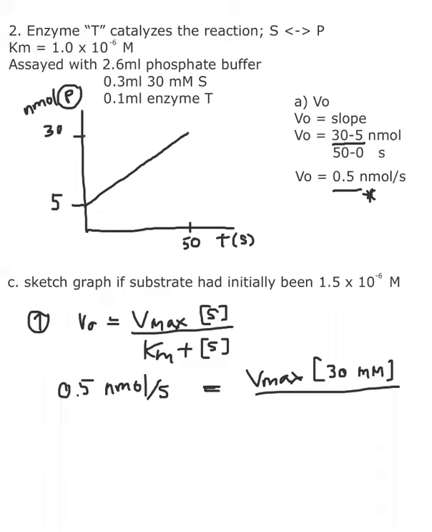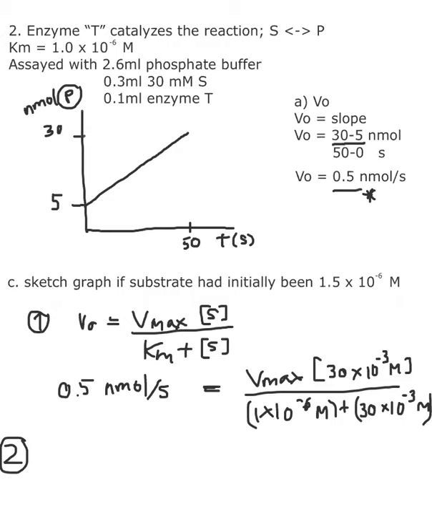And then divide by Km plus the concentration of substrate. I would change the concentration of substrate to the unit of molar in order to make it easy to calculate. So 30 times 10 to the negative 3 molar. So you can find the Vmax from this equation and solve for Vmax.